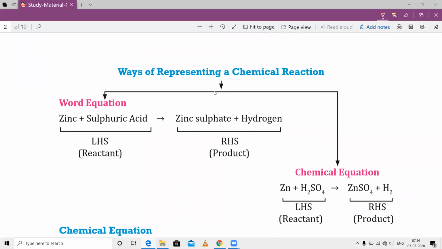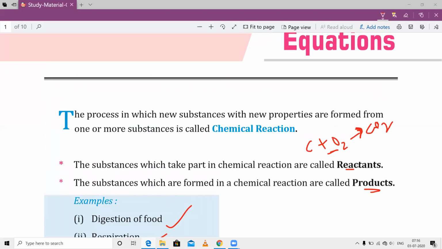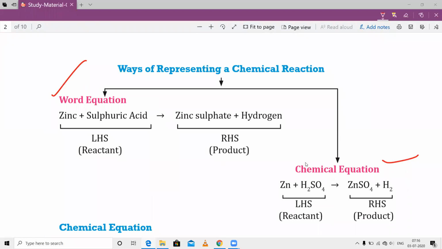So there are two ways. One way is the word equation and another way is the chemical equation. What I am using here is a chemical equation. A chemical equation involves formulas, chemical notation. For example, Zn stands for zinc, H2SO4 stands for sulfuric acid. So a chemical equation involves formulas, like structure, and a word equation uses words.